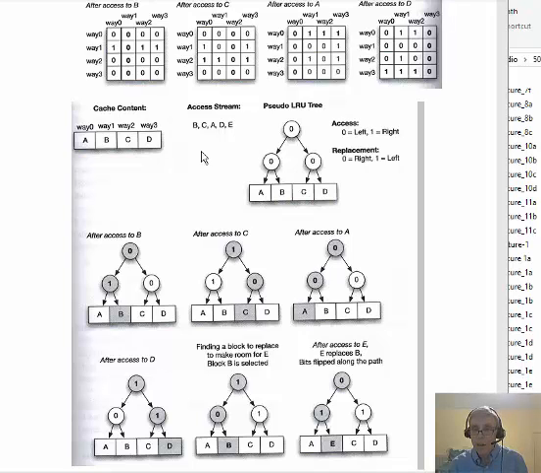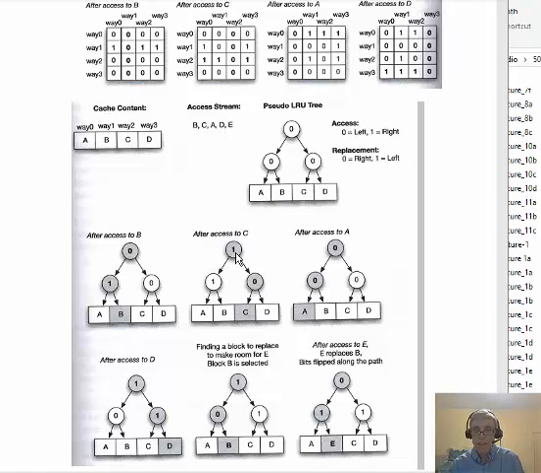We start out with our LRU tree having 0 at all of its bits, and the rule is that when we're accessing a block, if we move left to get to the block, then we set the bit that we just traversed to a 0, and if we have to move right, then we set the bit to a 1. So when we access B, in order to get to it, we've got to move left and then right, so we set the bit at the top to 0 and the bit over here to 1.